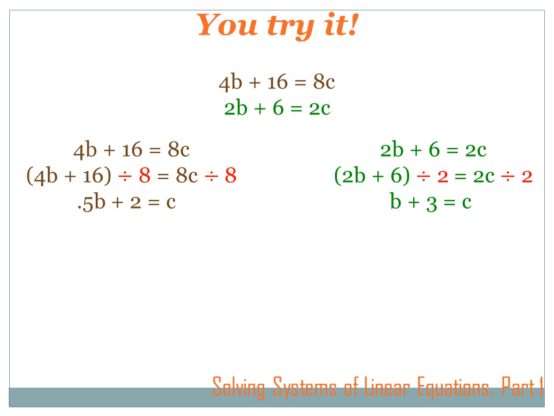Now let's try the green equation. 2b plus 6 equals 2c. And again, we're going to try to find out what c equals in this equation. So I've got to get rid of that 2 times c. So I divide both sides of the equation by 2. When I do that, I've got c on the right, and I've got 2b divided by 2, or b, plus 6 divided by 2, or 3.